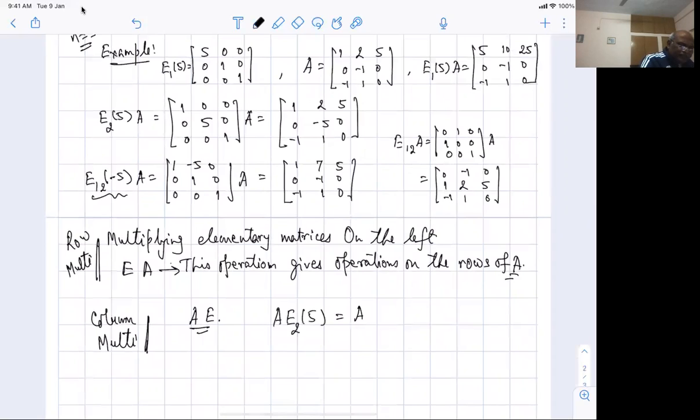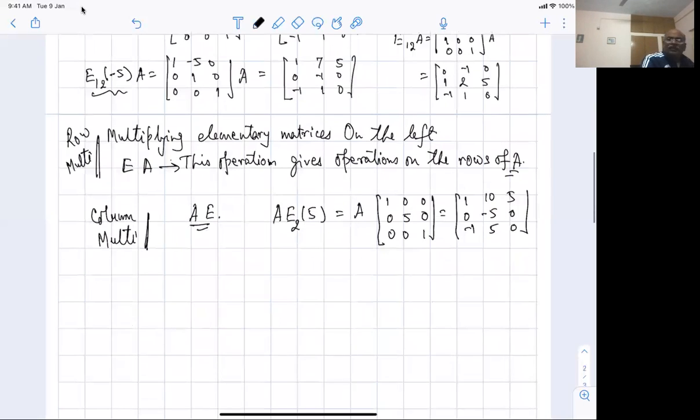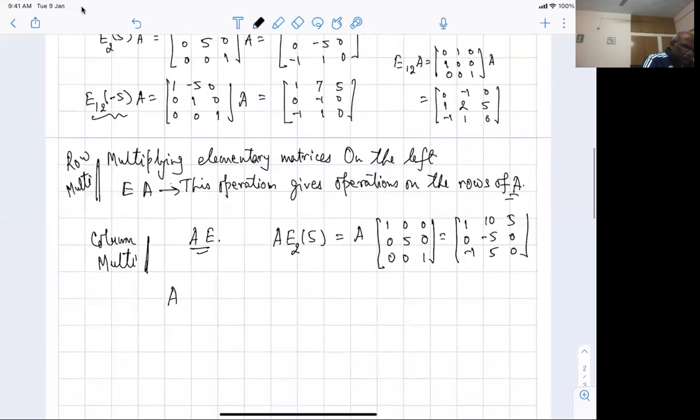So A remains as it is. E2 5, if you remember, was: first row remains same, second row is being multiplied by 5, third row remains the same. So I would like to see here that the first column of A will remain the same. The second column gets multiplied by 5, so I get 10 here, minus 5 here, 5 here. And third column remains the same, so I get 5, 0, 0. So just verify it for yourself that this is what it is. Fine. So columns are being multiplied. All right. Similarly, A times, the next was E12 of 5, E12 of minus 5.